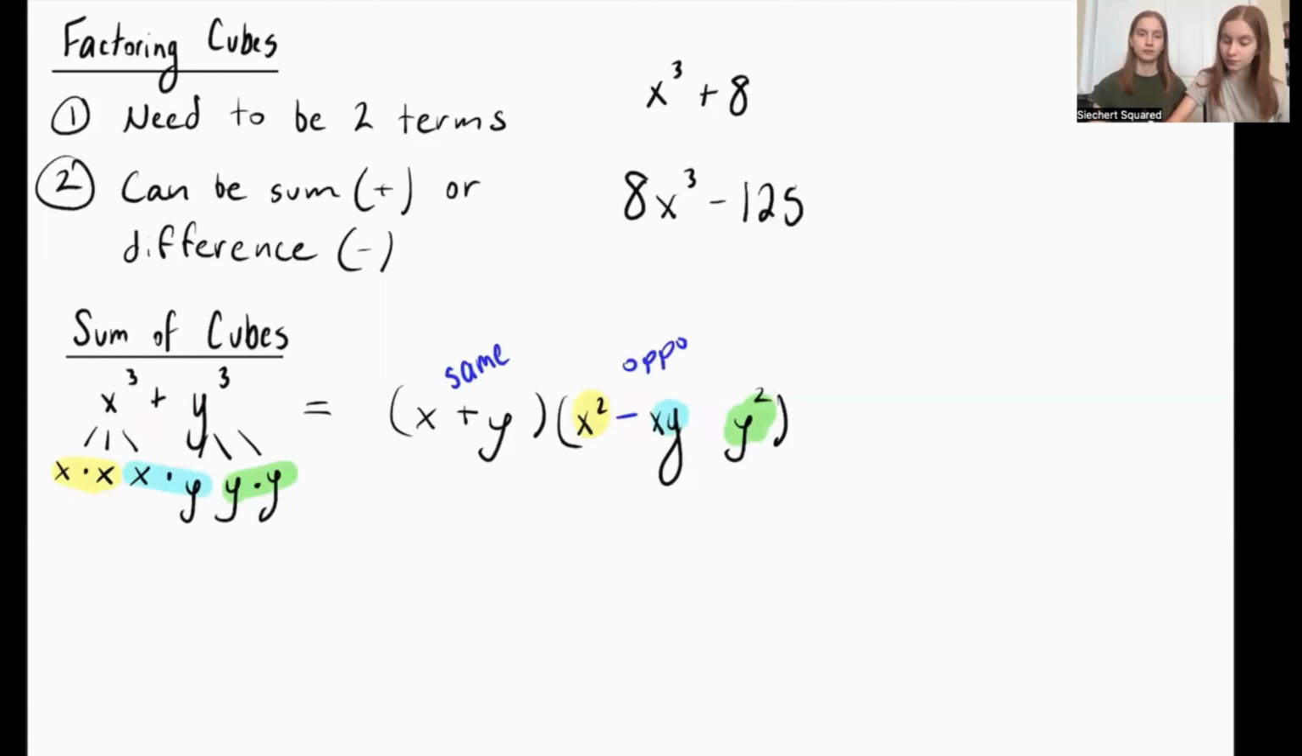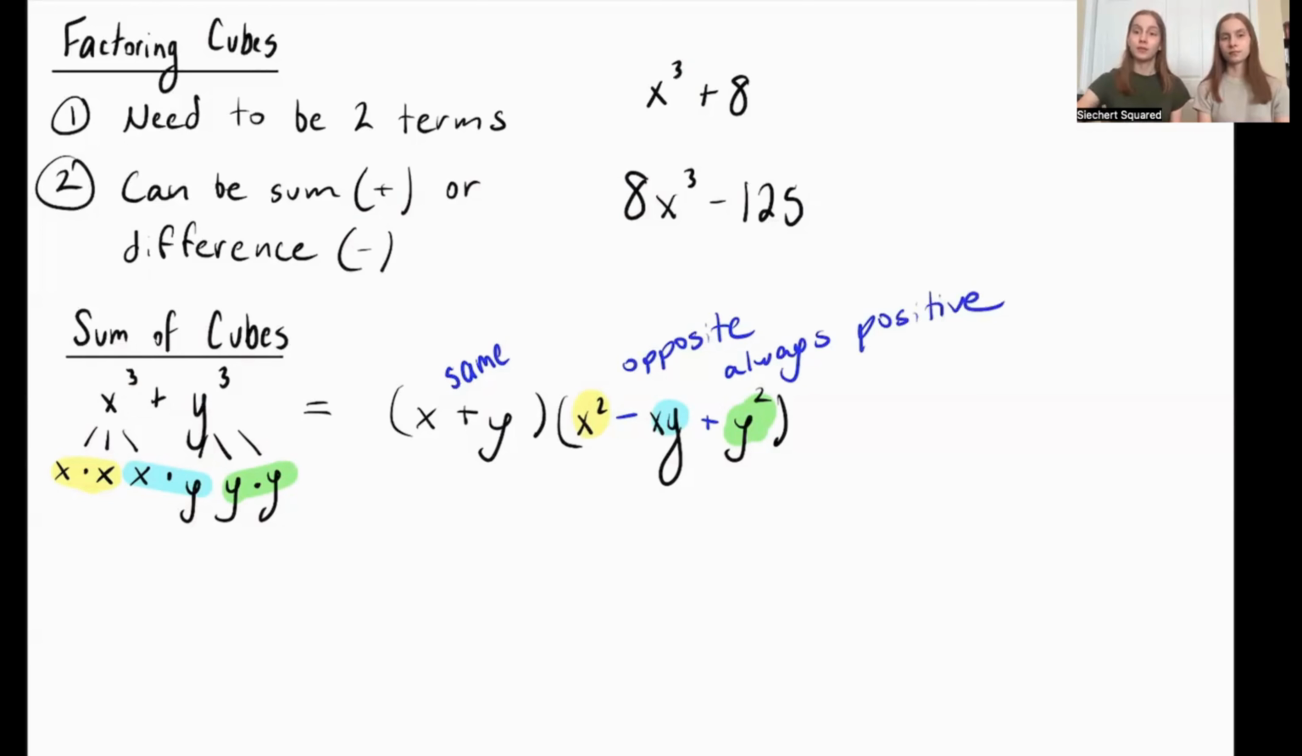So even though we had plus, we're now doing the opposite of that. So now to subtract. And the last one, we're going to do plus. That one is always positive. Every single time, no matter what.